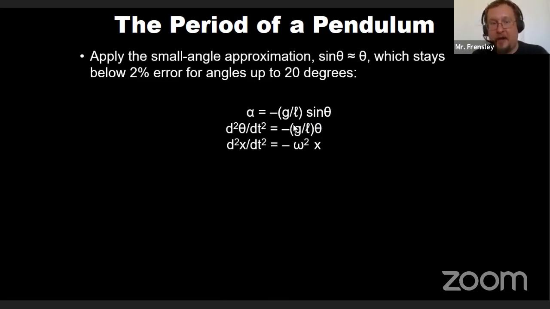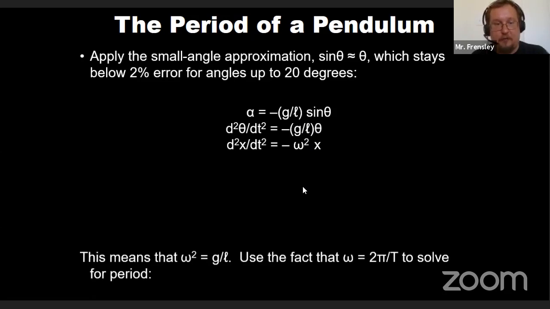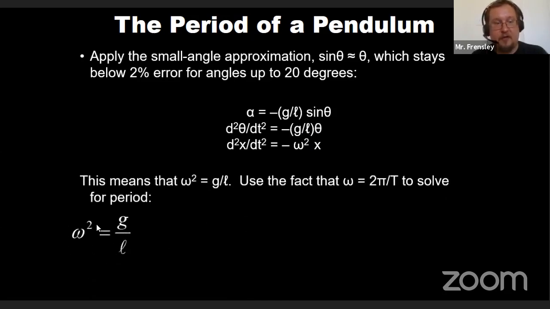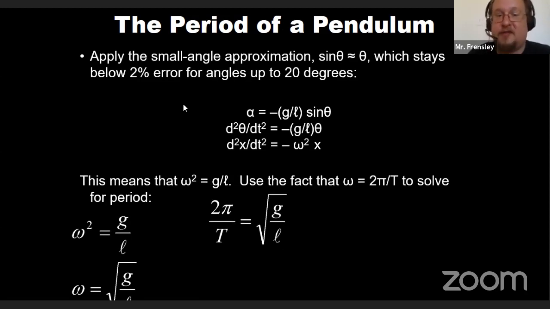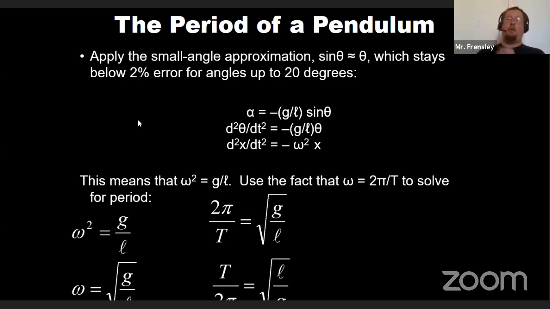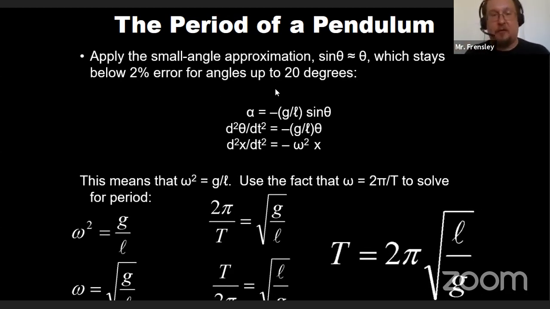But here's my omega squared. Omega squared is G over L. So if omega squared is G over L, let's all sing it together now. Omega is radical G over L. Come on, I want to be able to hear you now. That means 2 pi over the period is radical G over L. So we're going to flip both sides and solve, and oh my gosh, it's T equals 2 pi radical L over G. That's where this stuff comes from.